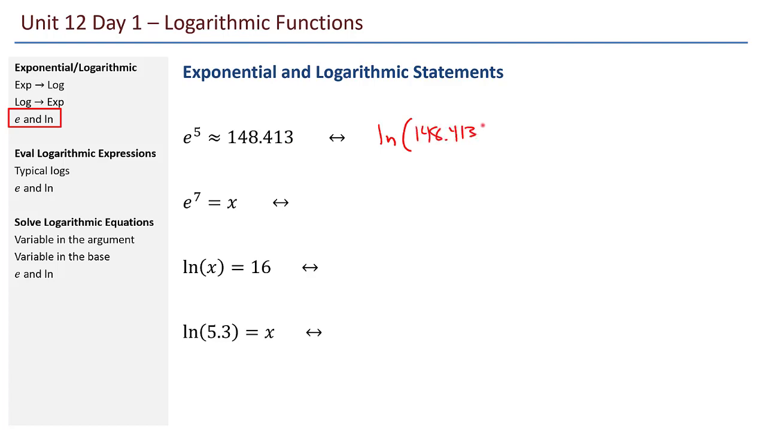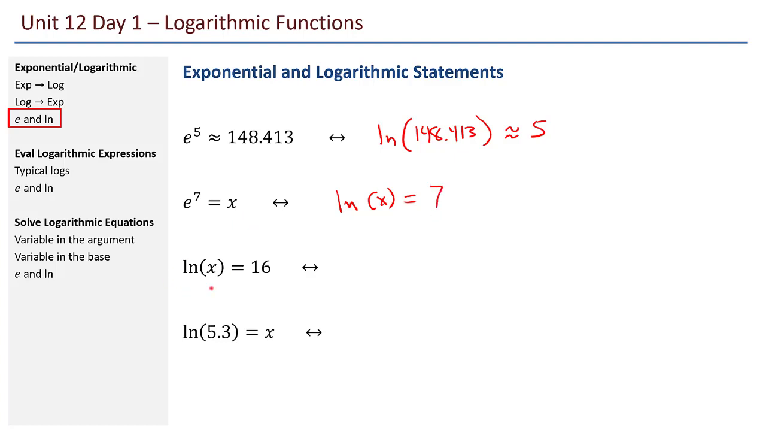148.413, that's my input, and my output will be 5. And I guess my original expression was an approximation, so I'll make this an approximation also. How about this next one? Natural log, and what goes in is the x, and what comes out is the 7.